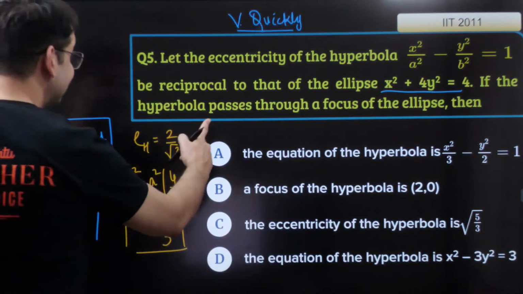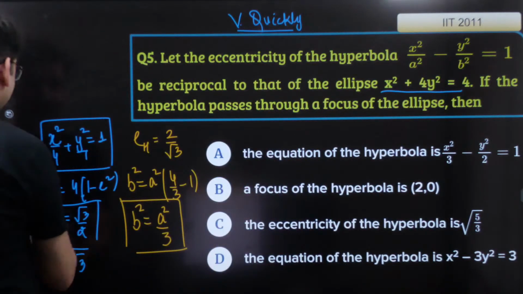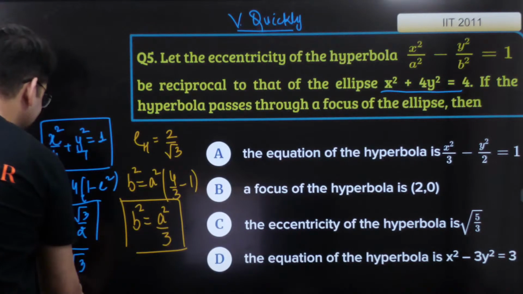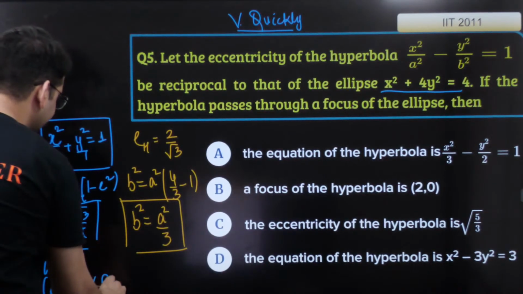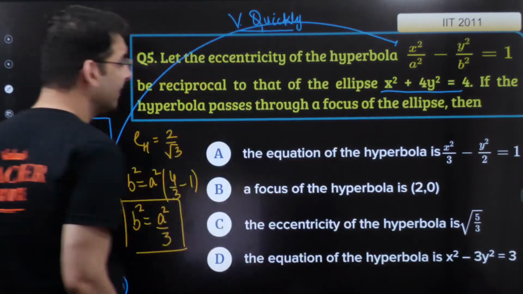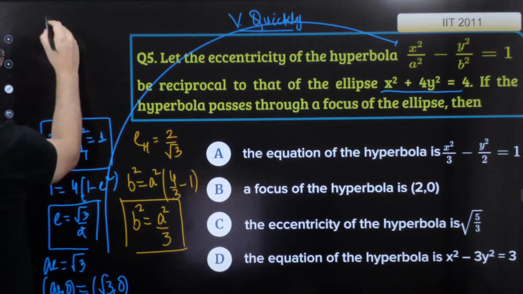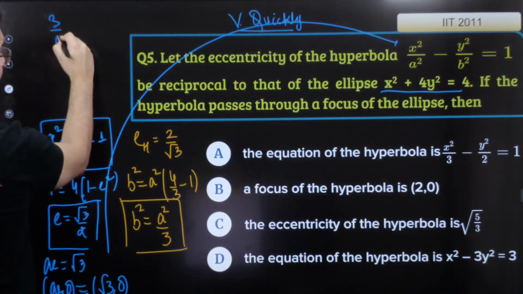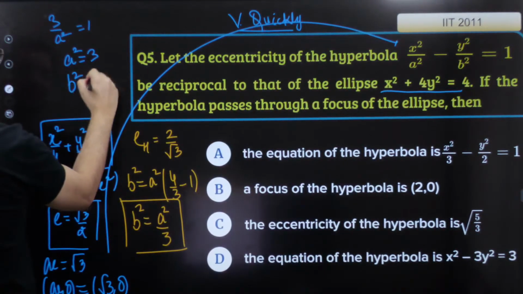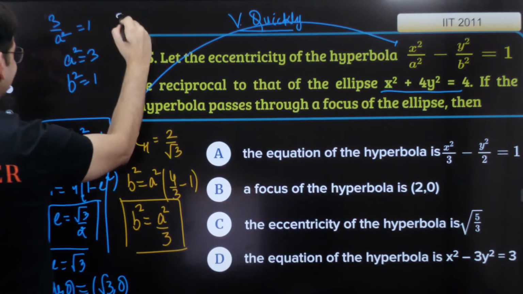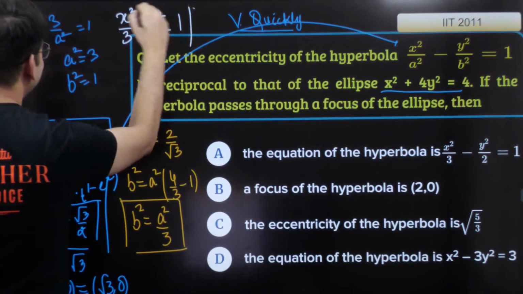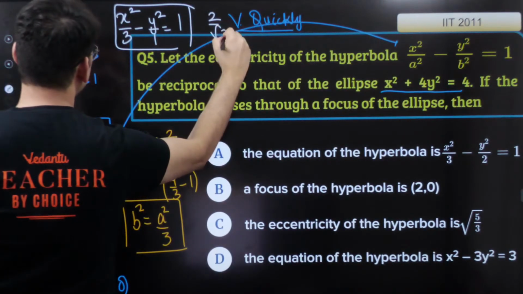Now if the hyperbola passes through the focus of the ellipse, what is going to be the focus? Focus is going to be AE comma 0, that is root 3 comma 0. So root 3 comma 0 basically satisfies this. So we have 3 by a square is equal to 1. So a square is 3. If a square is 3, b square is 1. So we know the equation of the hyperbola now. Hyperbola is x square by 3 minus y square by 1 is equal to 1. Eccentricity of this hyperbola is 2 by root 3.